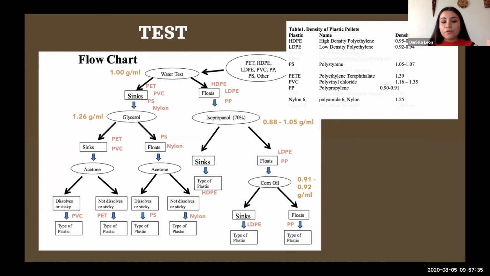At the end, our flow chart will look like this. We have identified the 6 different types of resins and a 7th one, in this case, nylon. I hope you find this lab practice useful for your high school students and for any type of students.